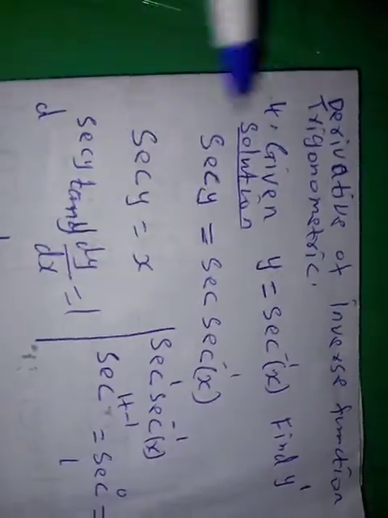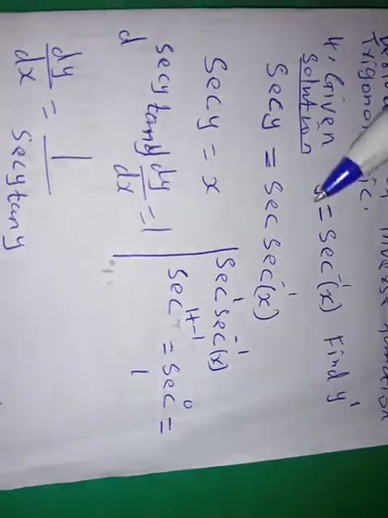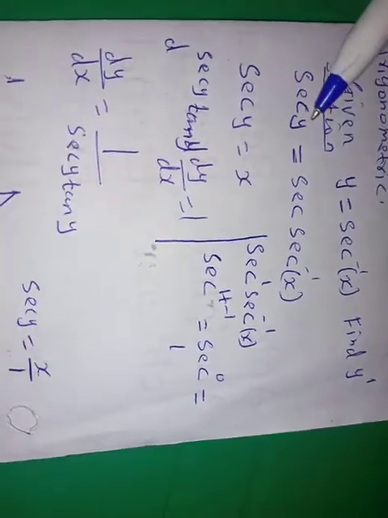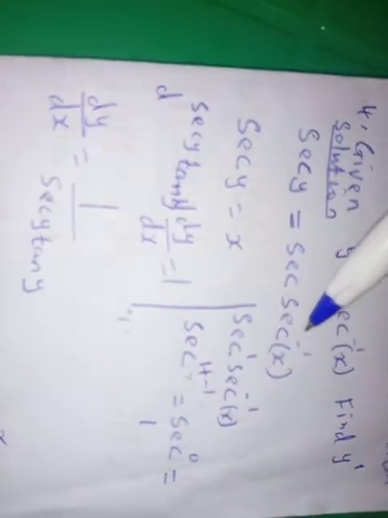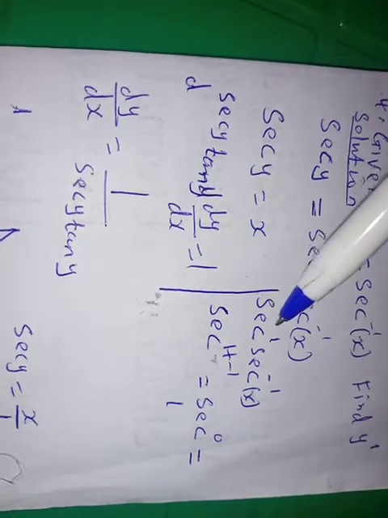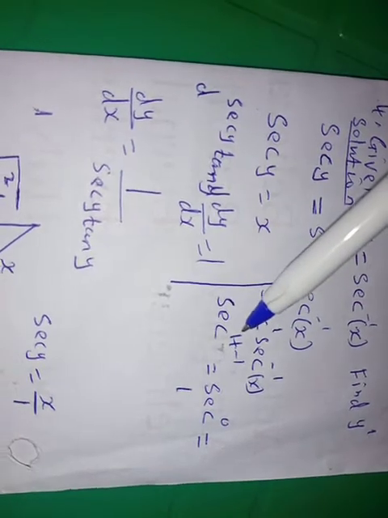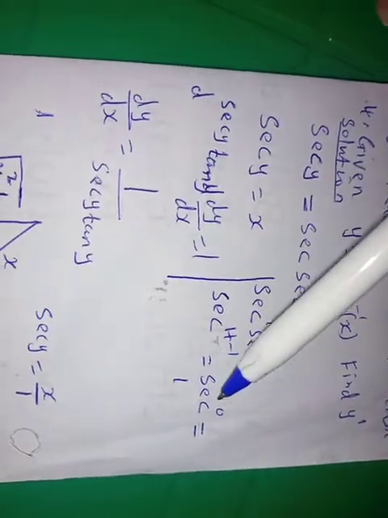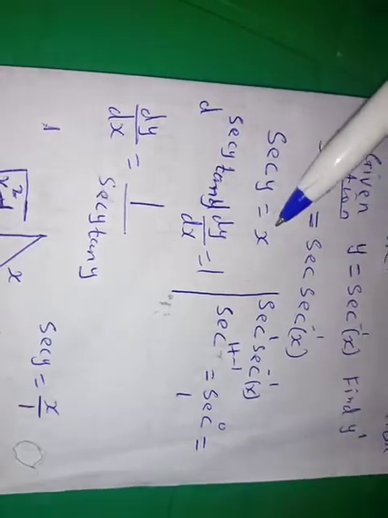So let us go through the process again. What you do, you multiply both sides of this equation by sec. So you get sec y, which is equal to sec inverse. Now using the powers of indices, sec power 1, sec power negative 1, you add the indices, so 1 plus negative 1 is 0. So sec power 0 is 1. That is why here it is x.